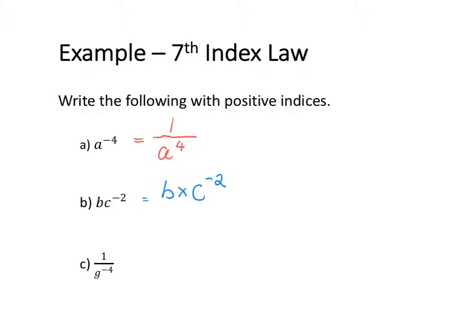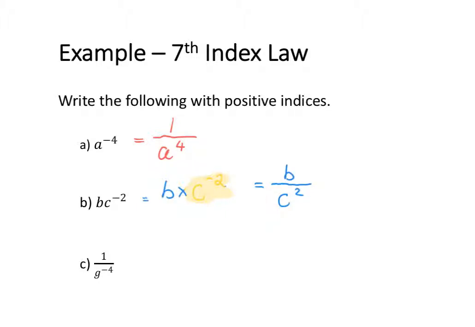Now the power of negative 2 only applies to the c. So when we go to move our index down to the denominator, we only move the c to the power of negative 2 down. The b stays up the top. So that is going to equal b over c to the power of 2.